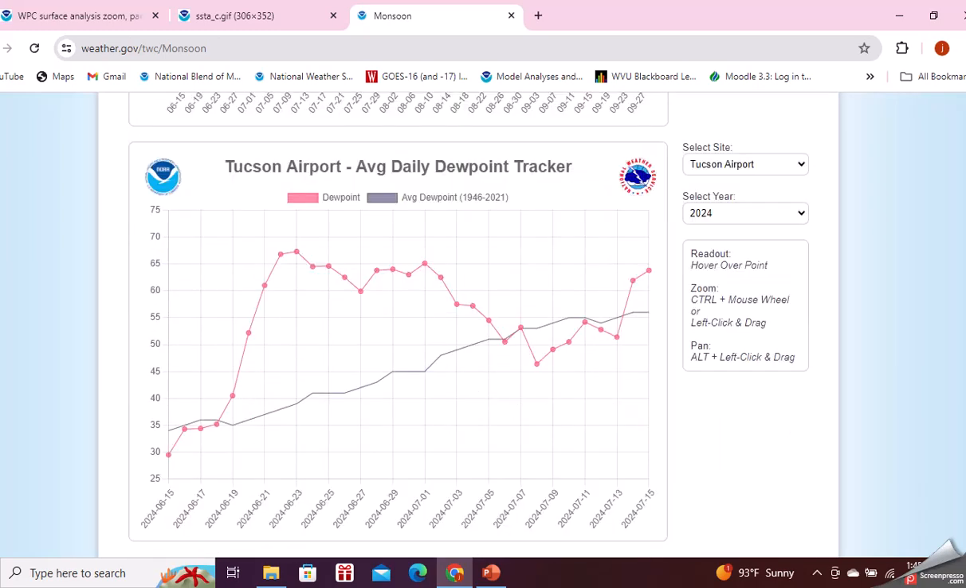And look at the dew point tracker. Dew points were in the 20s, in the low 30s here. All of a sudden, now they've been sitting in the 60s and 50s, which is, for out west, fairly high dew points. So I wanted you to notice all of this as we go about what we're going to talk about today. So these are current things going on.